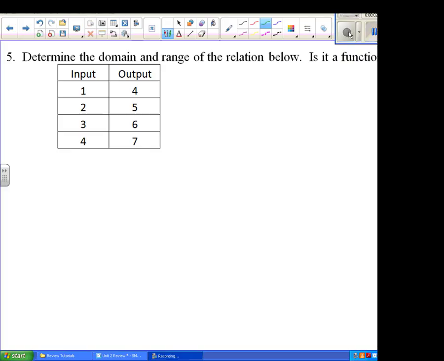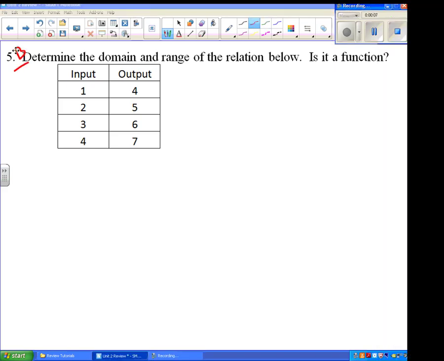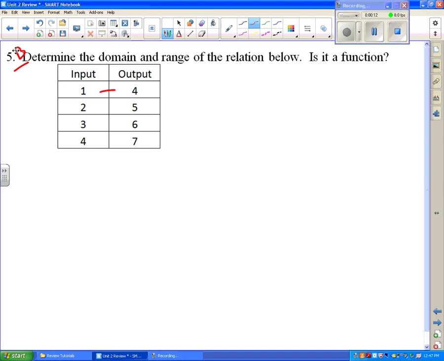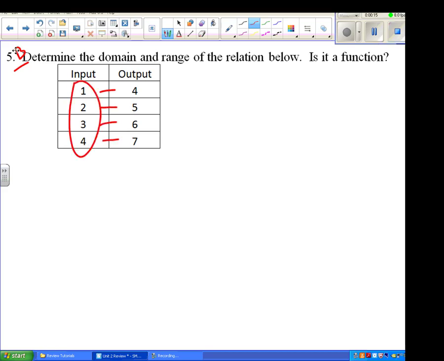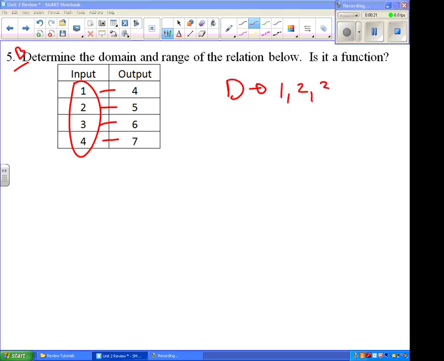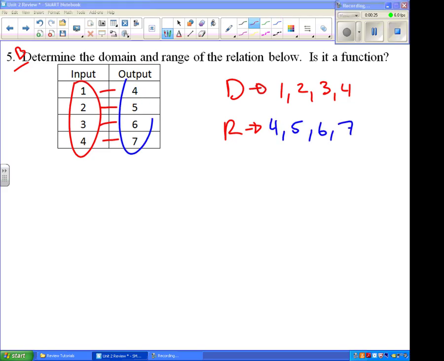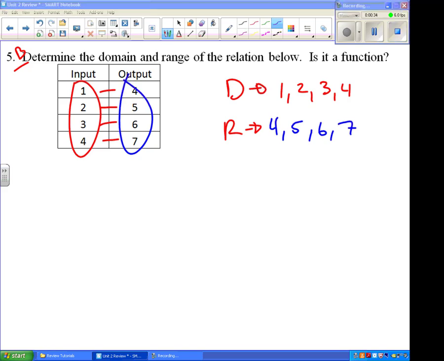We're going to call this question 5b. Determine the domain and range of the relation. Is it a function? So input, output, input, output. Okay, so the domain is all the input values. So the domain is 1, 2, 3, and 4. And the range is all the output values. So 4, 5, 6, and 7. And is this a function? Yes, because for every input it has one output.